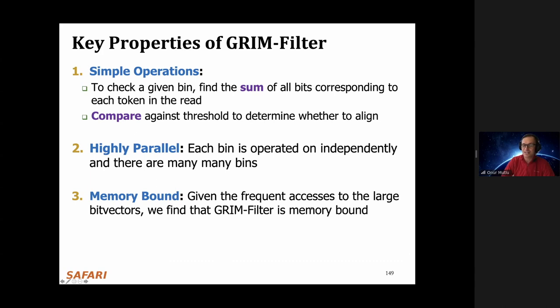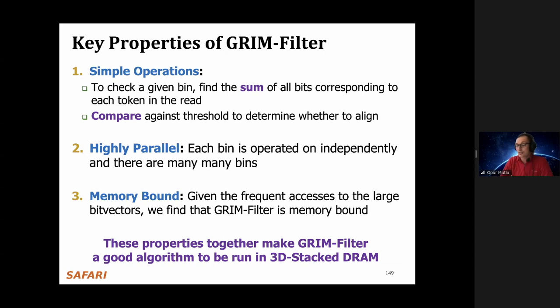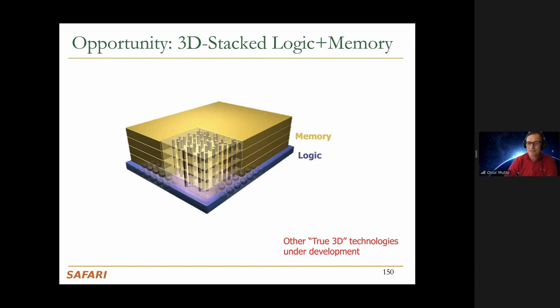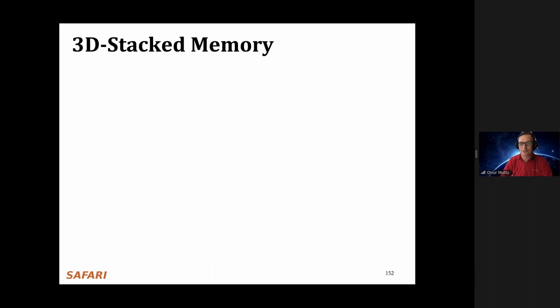And this maps nicely to 3D stack DRAM. It could also map nicely to in-memory processing mechanisms like Ambit, for example, even though we didn't examine it much over here. But basically, we did it in the logic layer of 3D stack memory. And clearly, there are many 3D stack technologies, and other true 3D stack technologies are under development.